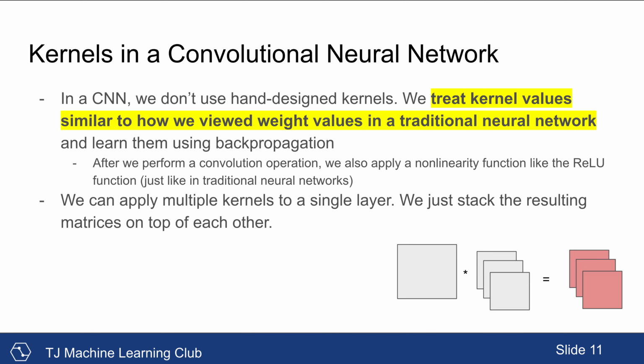And the kind of beauty behind the kernels is that the same parameters get reused multiple times, right? Because you're sliding the kernel over the whole image. So when you do that, you're reducing the number of parameters that you need.